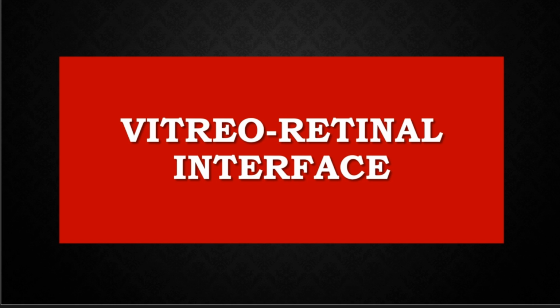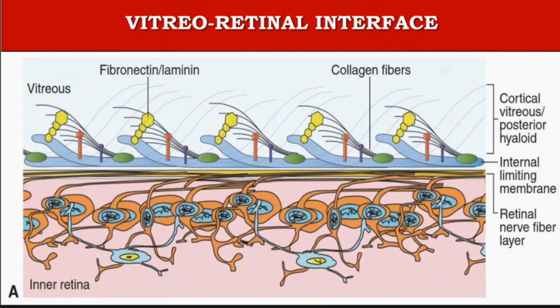Okay, so now we're going to talk about the vitreoretinal interface. Very, very important. So what is really meant by vitreoretinal interface? The point where the vitreous joins with the retina is known as the interface between the vitreous and retina, or the vitreoretinal interface, right? As you can see over here, the innermost layer of the retina is the internal limiting membrane, and the outermost layer of the vitreous is known as the cortical vitreous. We'll talk about the topography and the layers of the vitreous in a while. So the junction between the two is known as the vitreoretinal interface.